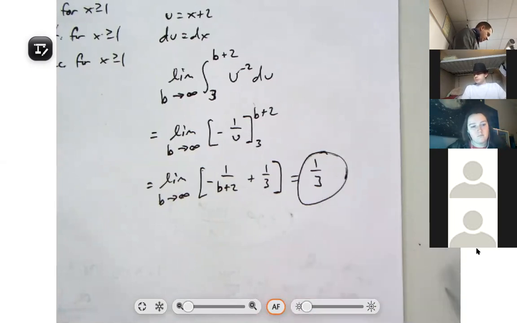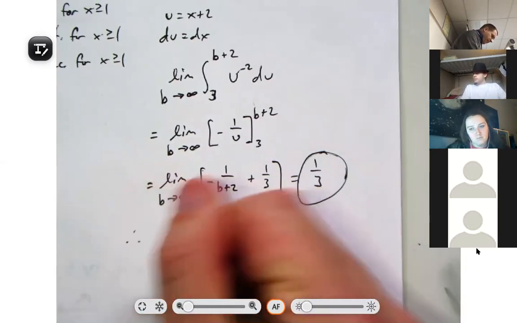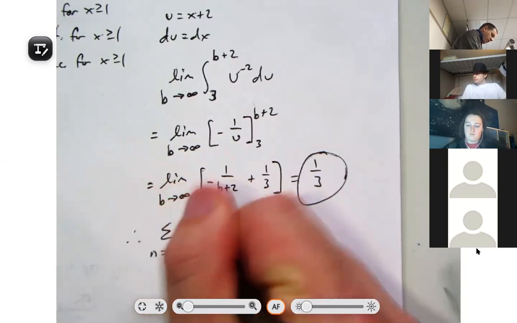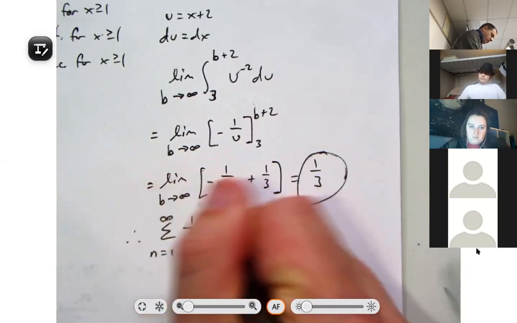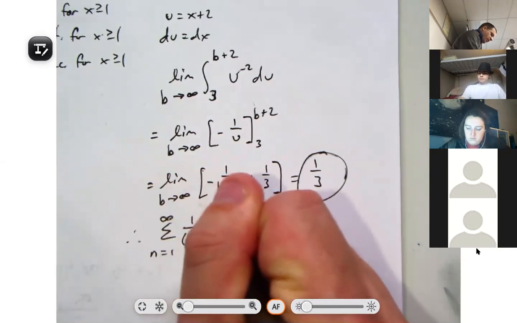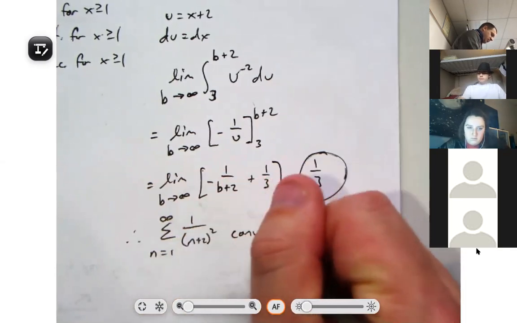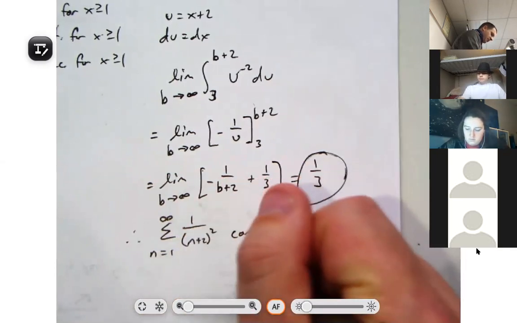So this converges. Therefore, the series from n equals 1 to infinity of 1 over n plus 2 squared converges by the integral test.